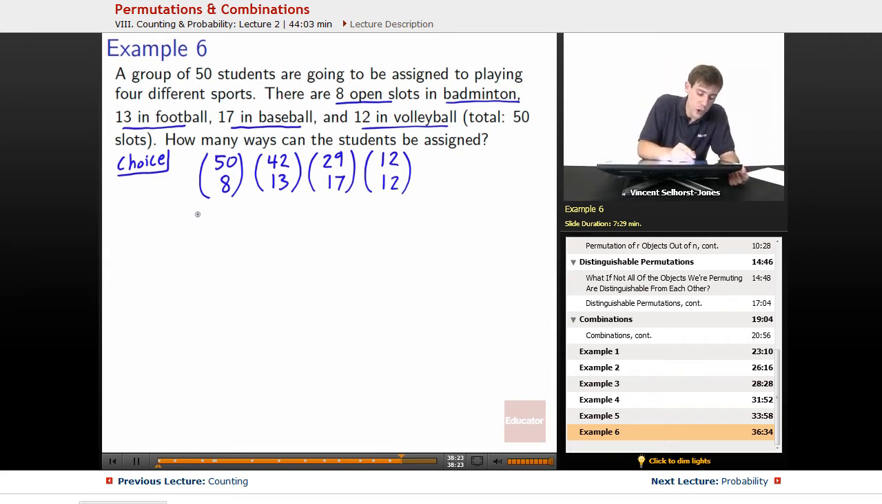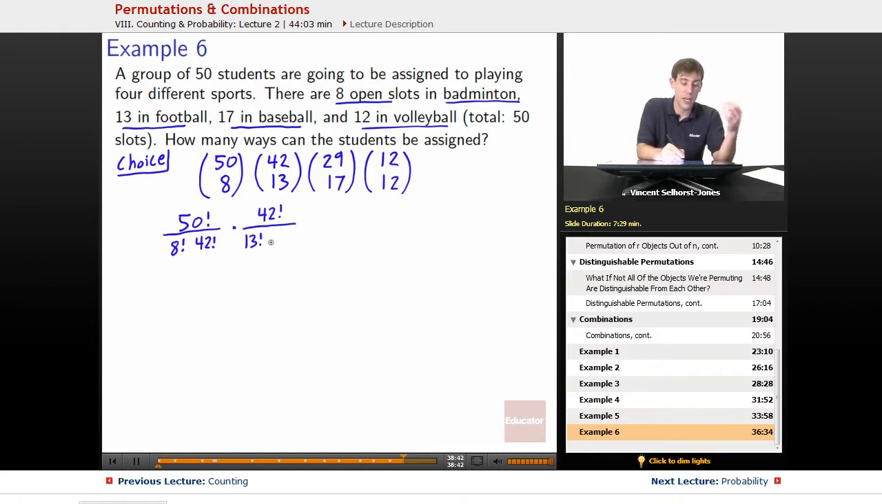If we work this out, with what these mean mathematically, 50 choose 8 is 50 factorial over 8 factorial times 50 minus 8, so 42 factorial. Next up, times 42 factorial divided by 13 factorial times 42 minus 13 factorial, so that comes out to be 29 factorial. Next one is times 29 factorial, what we're choosing out of, divided by 17 factorial, how many we're choosing out, 29 minus 17, 12 factorial, times 12 factorial, divided by 12 factorial, times 0 factorial. 12 minus 12 gets us 0.